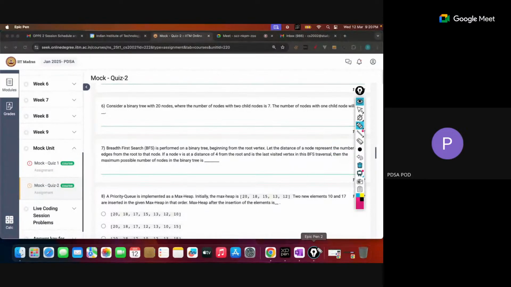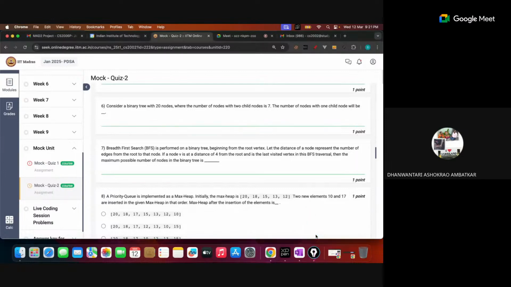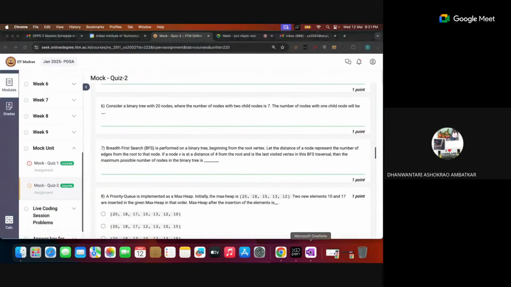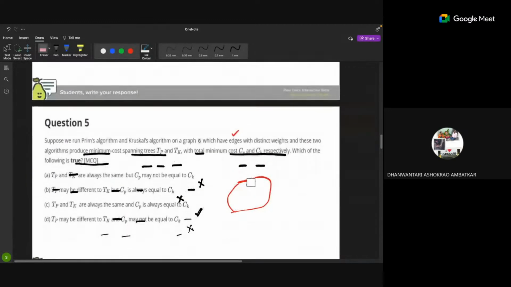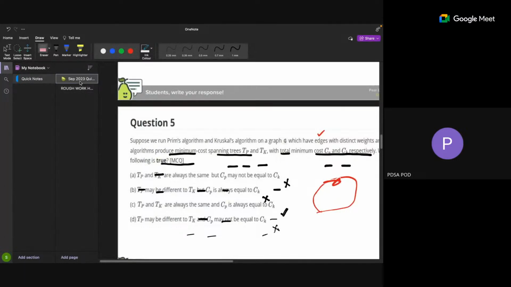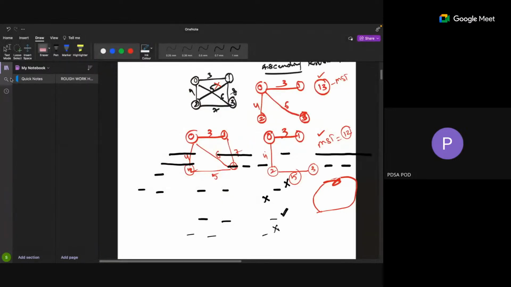We close this. Somehow it is creating a problem, so I will quit this. I'll open this one more time because it's creating trouble for me. I'll just delete this. Again, I'll draw it, not an issue.